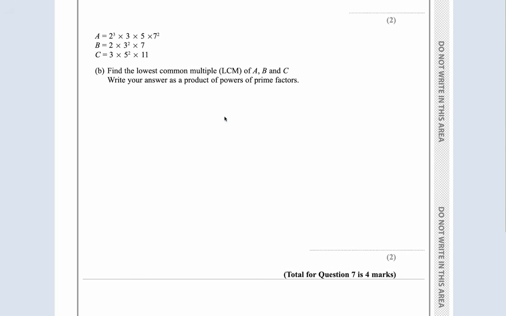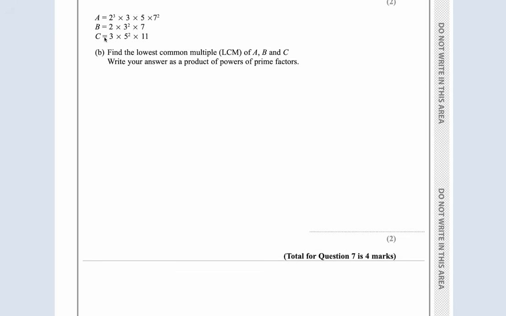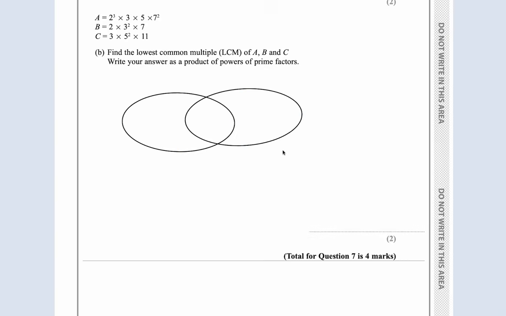Okay, next one. A, B, and C are these. Find the lowest common multiple, LCM of A, B, and C. Write your answer as a product of prime factors. Okay, so guys, I am going to draw a Venn diagram because this one's a bit more complicated. Okay, so this is my A, this is my B, and this is my C. Let's write it though. This is A, this is B, and this is C.